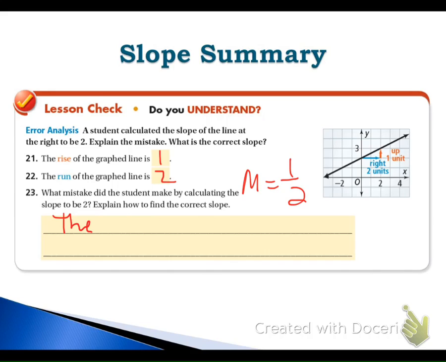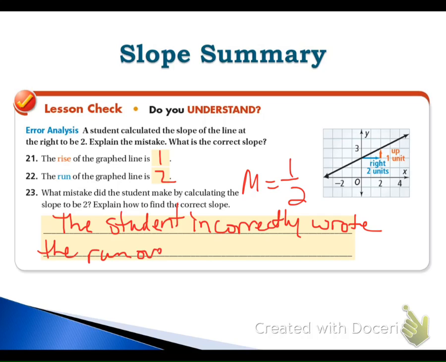So if you get a question like this, you'd say the student. This is a typical ECA question where they give you something that the student did wrong, this fictitious student, and you have to explain what they did wrong and how to fix it. The student incorrectly wrote the run over rise instead of rise over run.